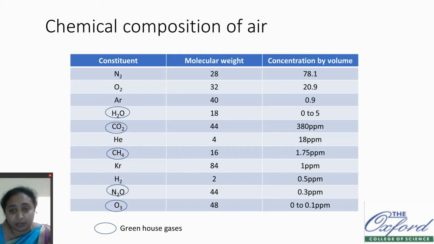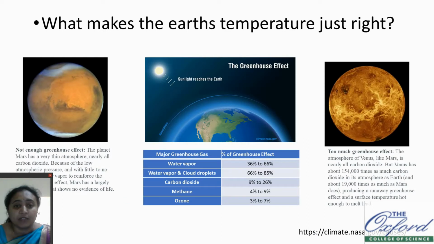For example, carbon dioxide at 300 ppm is very important for maintaining temperature. As I told before, there is long wave radiation which is reflected back from the Earth's surface. This long radiation is the IR radiation, or infrared radiation. Gases like carbon dioxide can absorb this radiation and cause a little warming in the atmosphere. That is the reason why the Earth's surface is very apt for life.